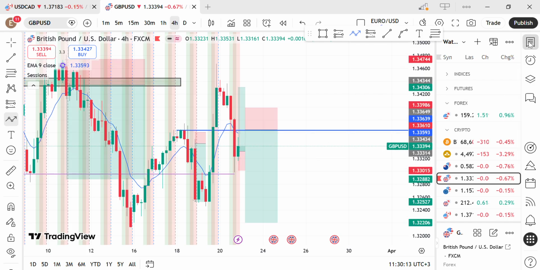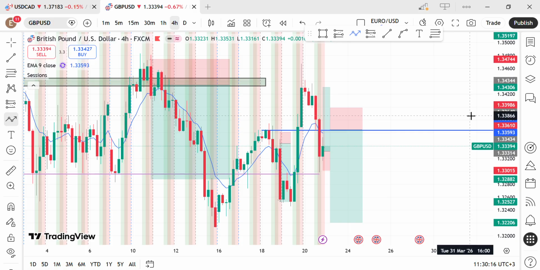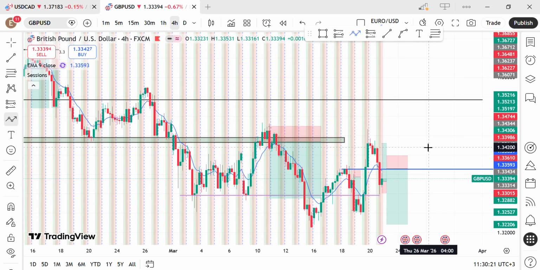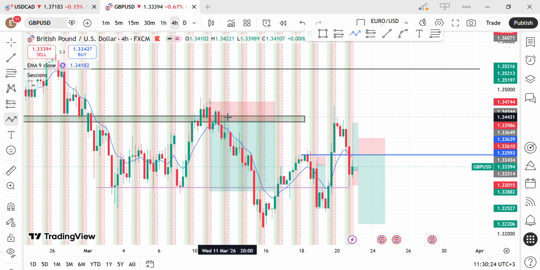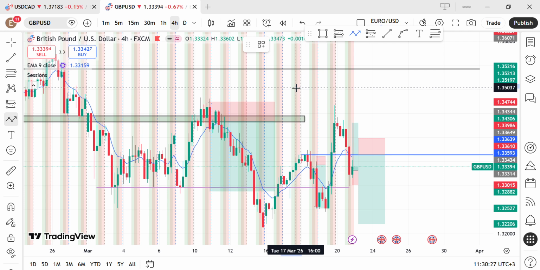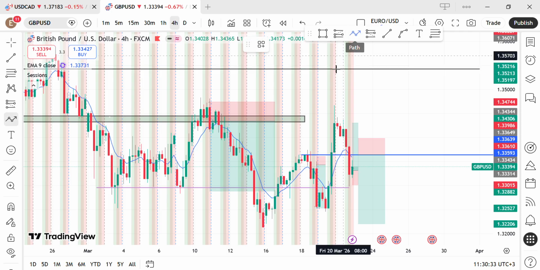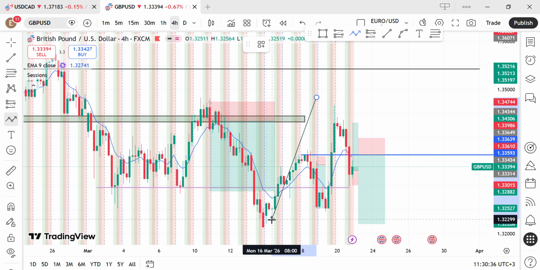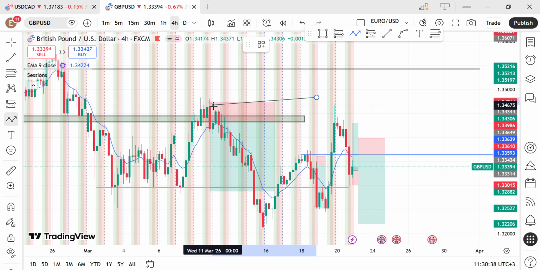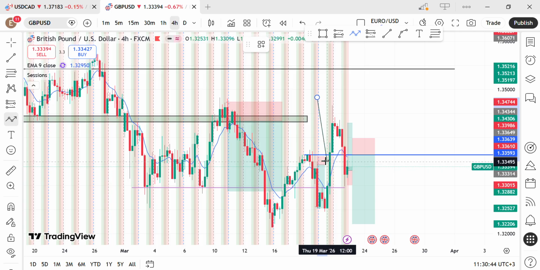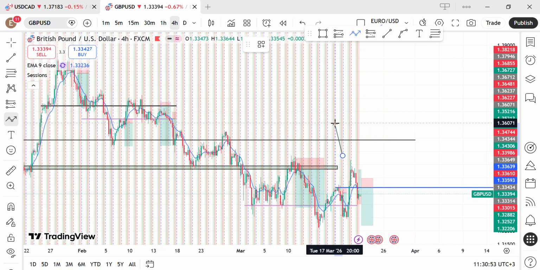GBPUSD is something that is also confusing me, but let's look at how I explained it. Overall trend is down. If overall trend is down, you see, it made a low, sorry about that, made this low, lower high, lower low, lower high. This was a lower high because it's lower than this. Lower low, lower high, higher low, higher high.